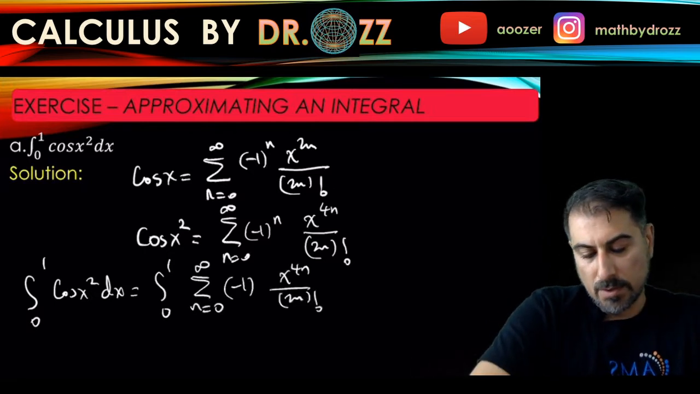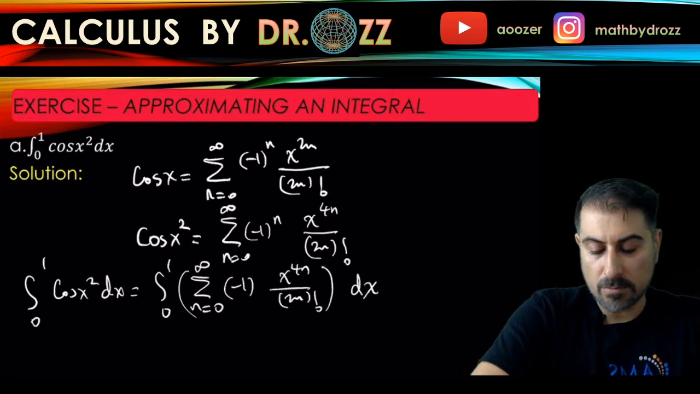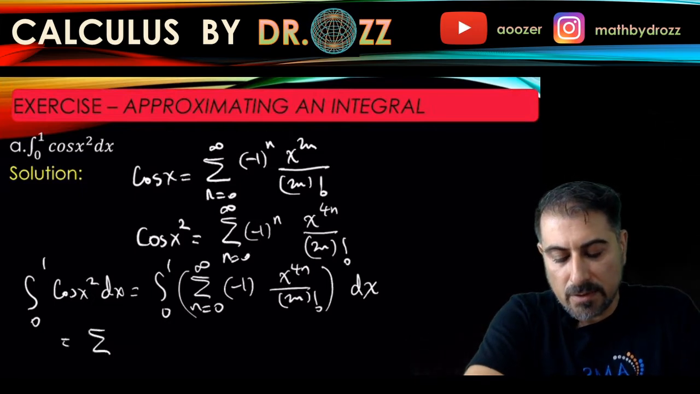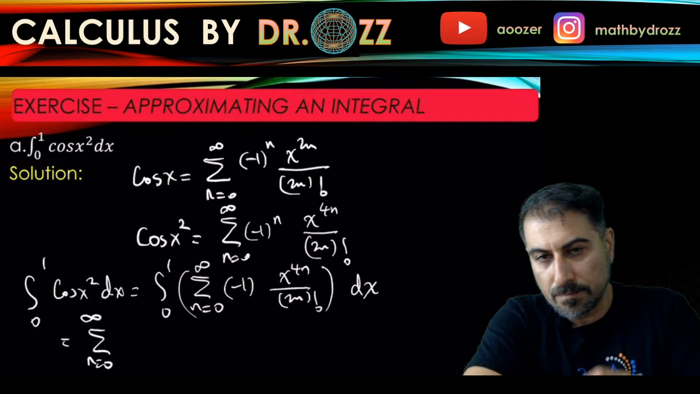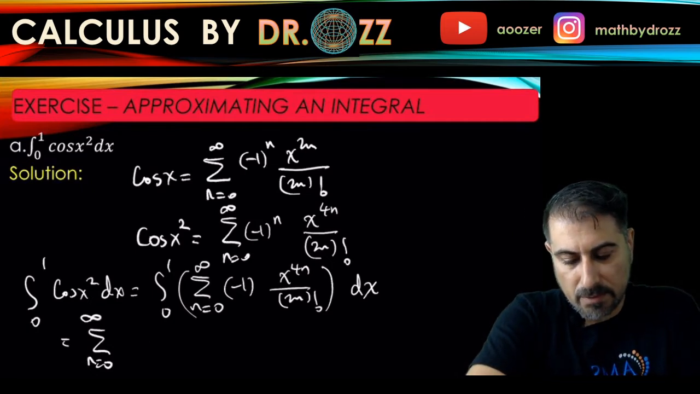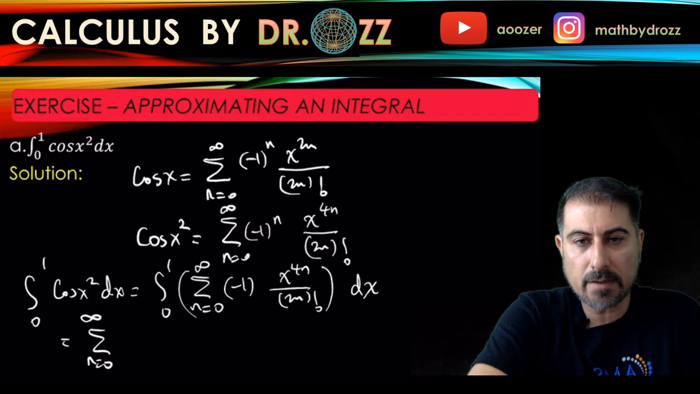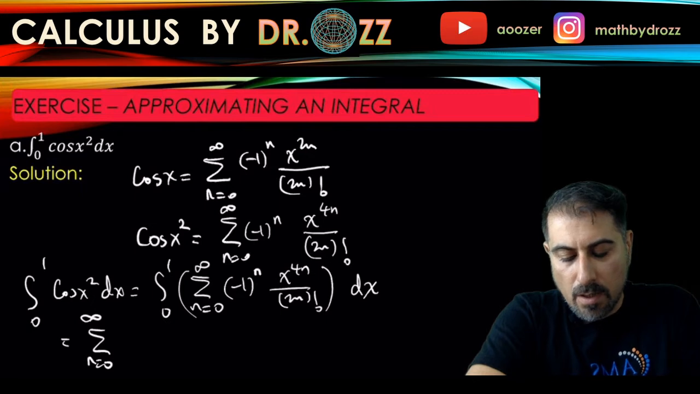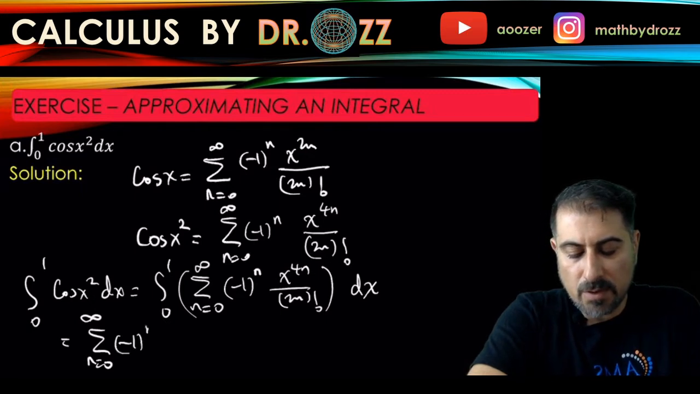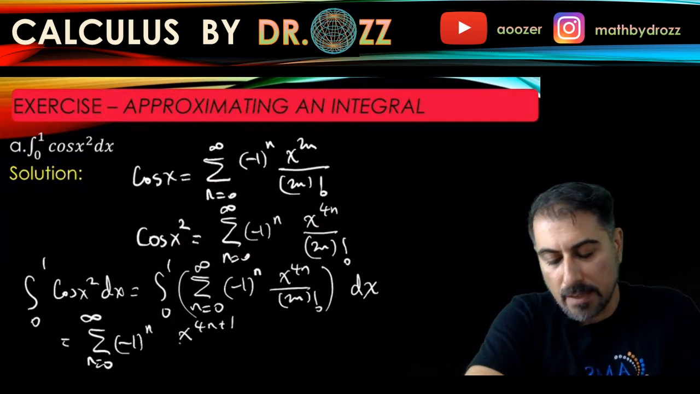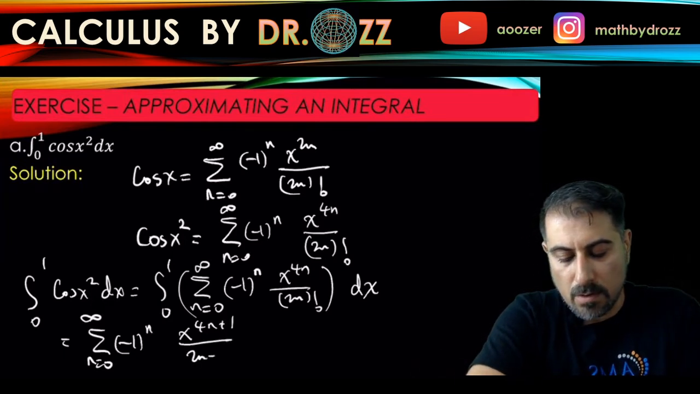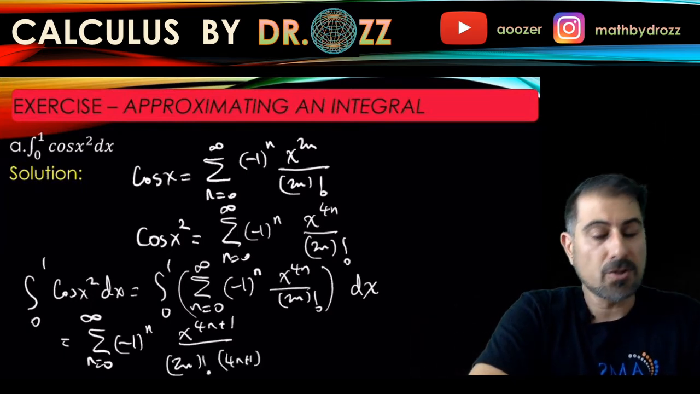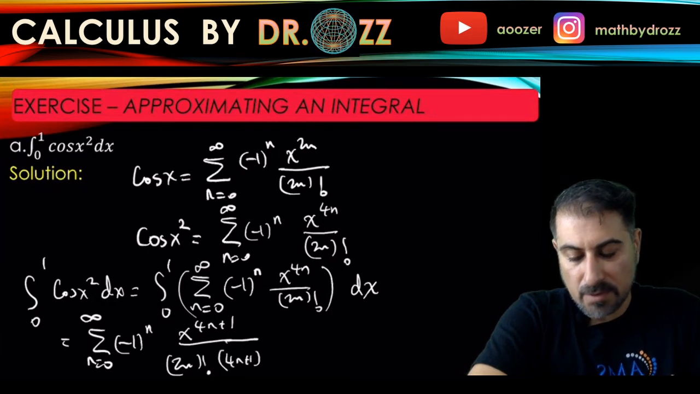We're going to do term by term integration. That's going to take us to the infinite series. I forgot the n here, so let's put that n back at the step before: minus 1 to the n, x to the 4n plus 1 divided by 2n factorial and 4n plus 1. And this should be evaluated at the lower and upper limits, 0 and 1.